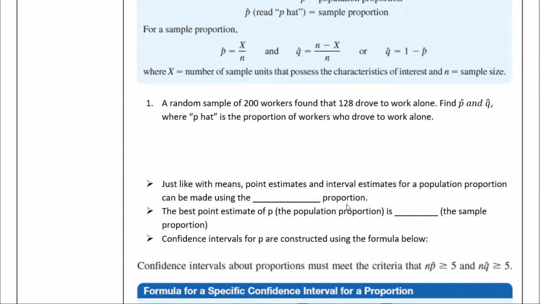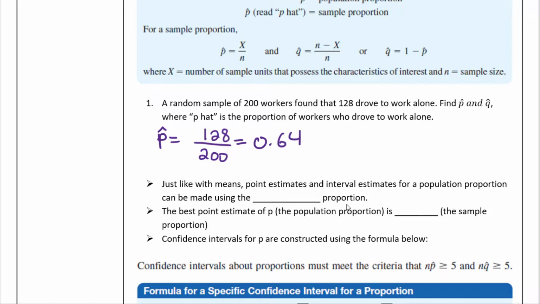So let's look at an example. A random sample of 200 workers found that 128 drove to work alone. Find P hat and Q hat, where P hat is the proportion of workers who drove to work alone. So we got a sample of 200 workers, so that goes on the bottom. And then we want the ones that drove to work alone, so that's 128. All right, so that's your proportion. And we'll convert it to a decimal, and you get 0.64.